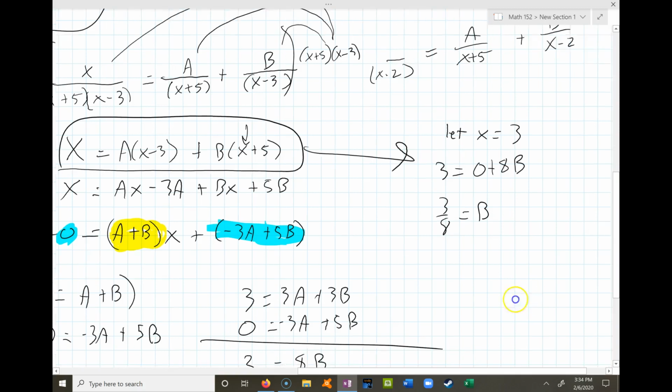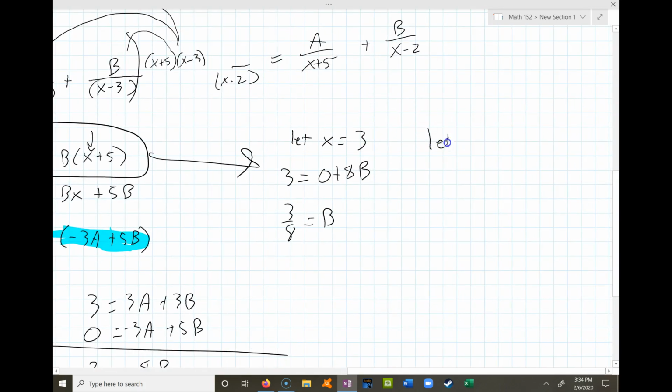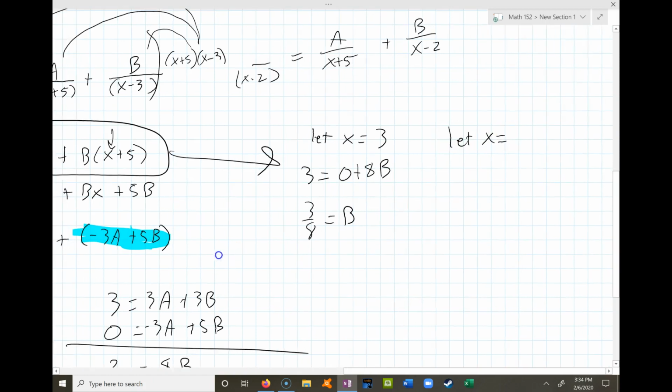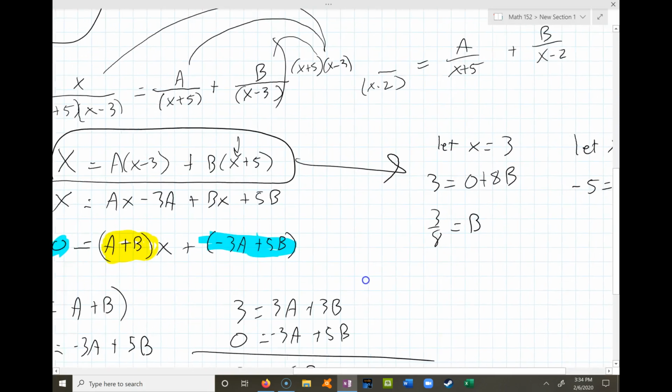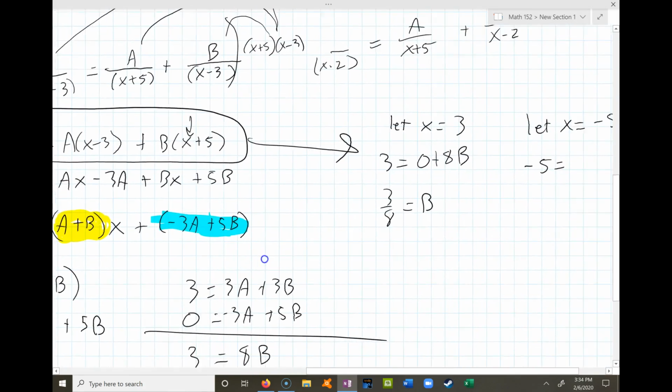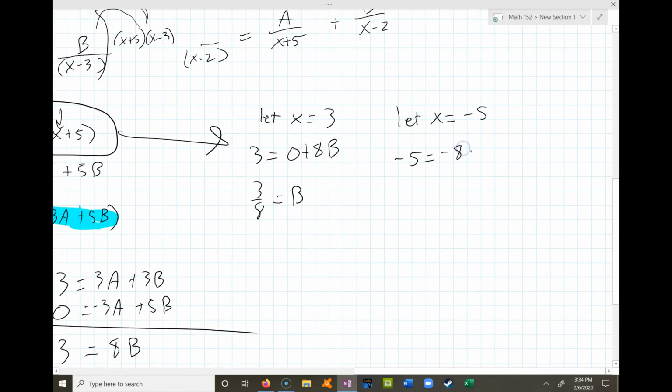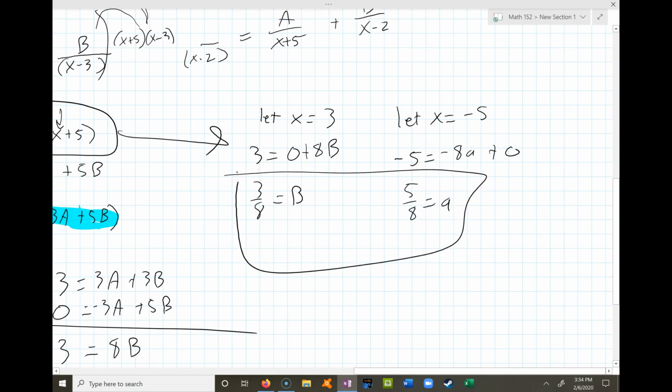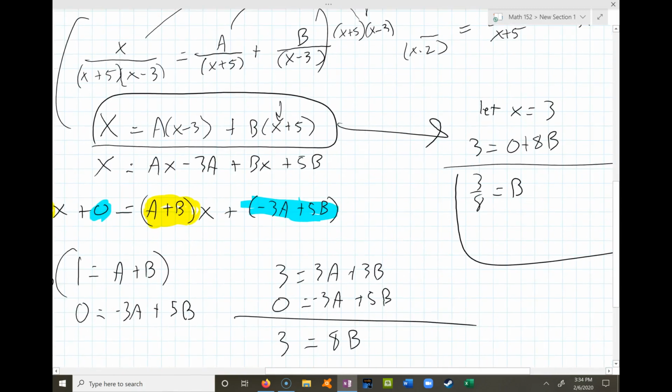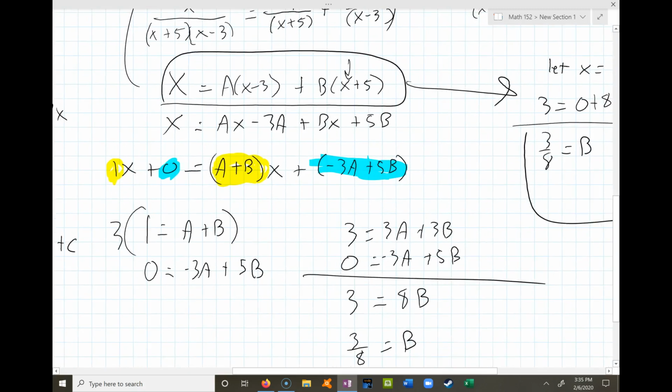And then to find the a, I do a similar thing. I'd say let's let x equal -5, because that'll eliminate the b. And so then I get -5 is equal to, looks like -8a, right? -8a plus 0. So if I divide by -8, I get 5/8 is equal to a. So some people like that technique better. If you don't mind systems of equations, this way is not bad.